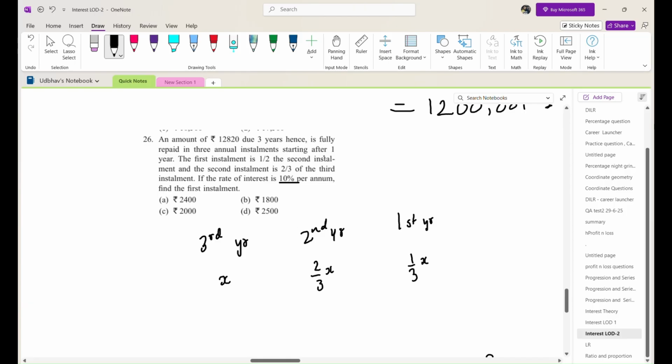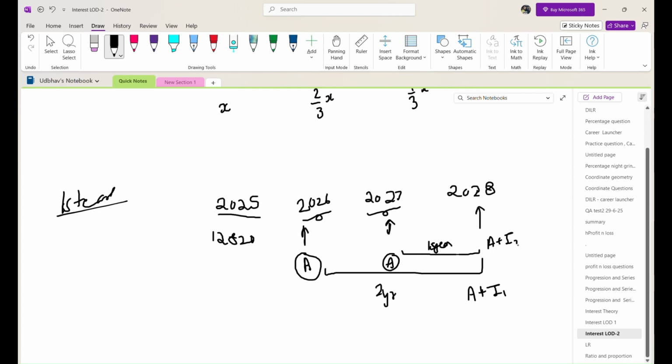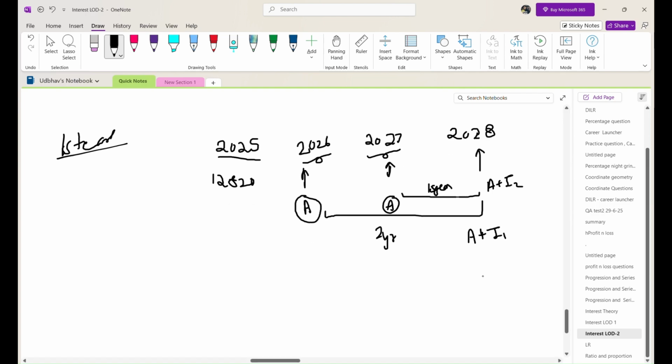They are starting after 1 year, right? Starting after 2025. So this is the first case. And again, let's say I repaid some installment A in 2027. If I pay in 2027, how much interest will there be? There will be an interest of 1 year on it. So in 2028, how much money have I already repaid? That is 2A plus I1 plus I2.